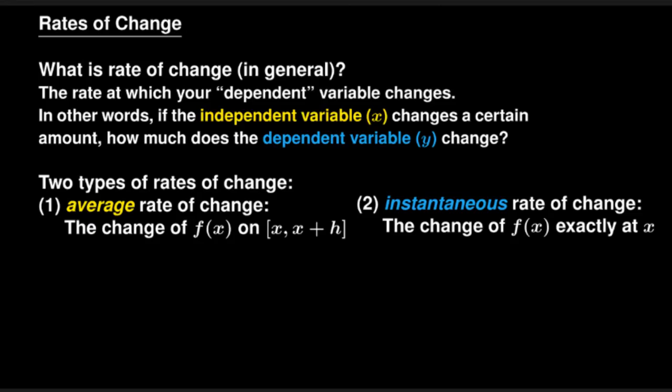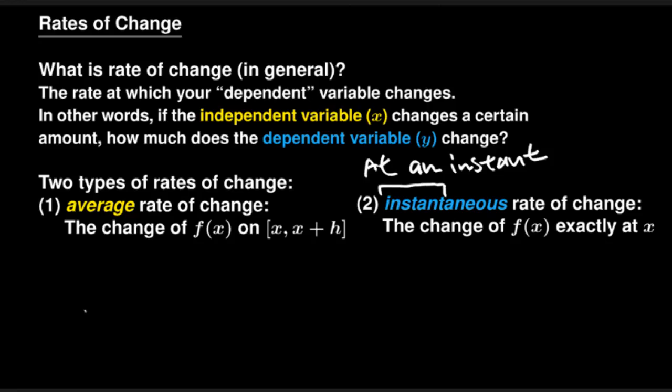Anyway, so the general idea is that you're looking at how much your dependent variable changes based on a certain amount in the independent variable. So we have two types. There's average and instantaneous rate of change. Instantaneous is at an instant, a specific point, versus average is over two points.